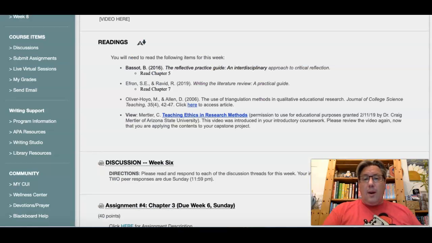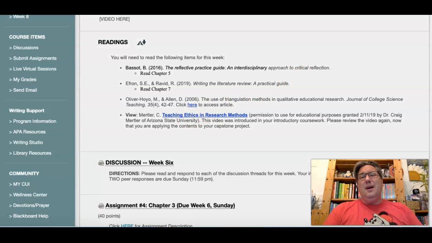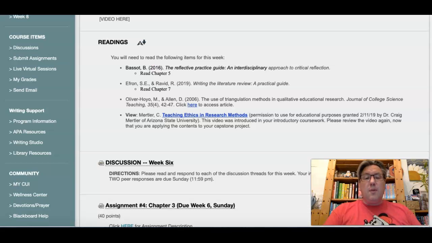The other required component is the teaching ethics and research methods. Again, it's another conversation like I had about what you need to look at being ethical in your design, your approach, especially if you are going to interact even informally with students or colleagues, making sure that you do treat them with respect, to value them, and those components. So that is this website here. That is the second reading component for the week.